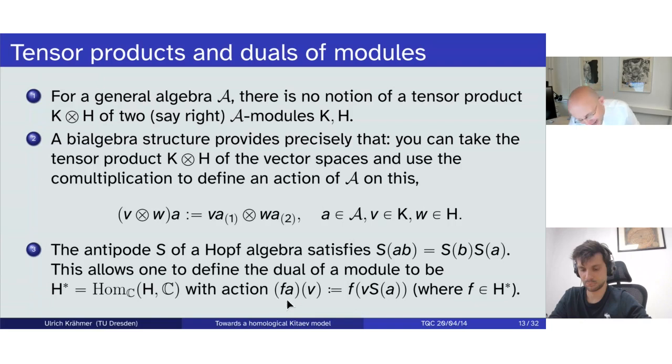And the action is simply by acting on the arguments. So F is a linear functional in H star. I define a new linear functional F acted on by A. Small a is an algebra element. And it's the linear functional which maps V, a state, an element in H, to the value of the original functional on V acted on by S of A. If I wouldn't have the S here, this would not define a right action, it would define the left action of A on the dual vector space.